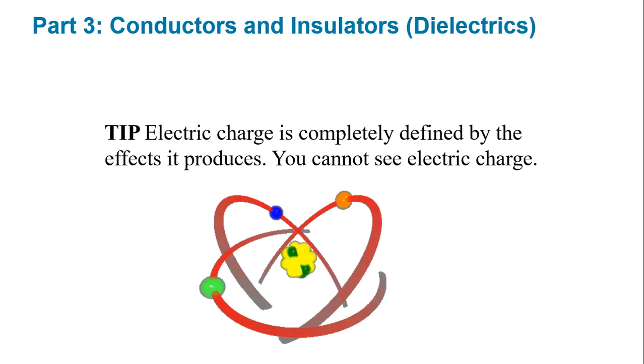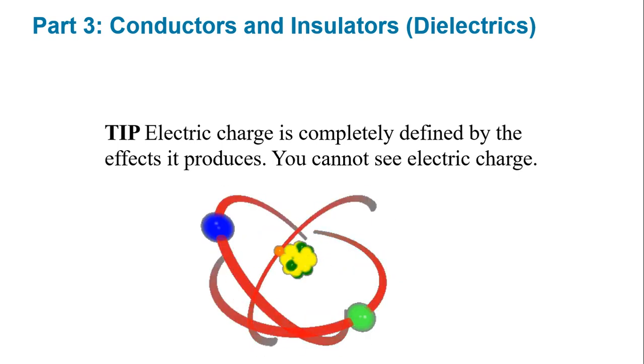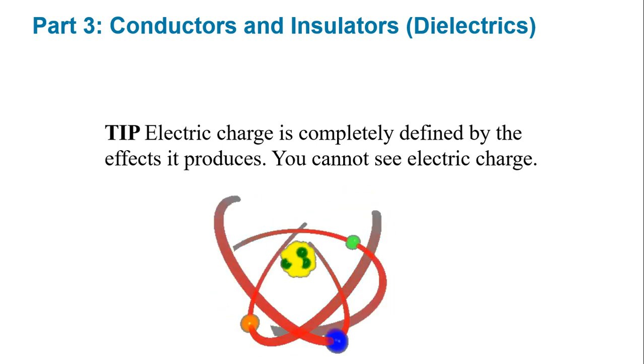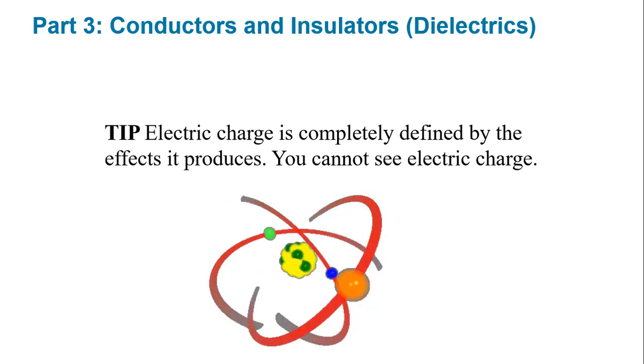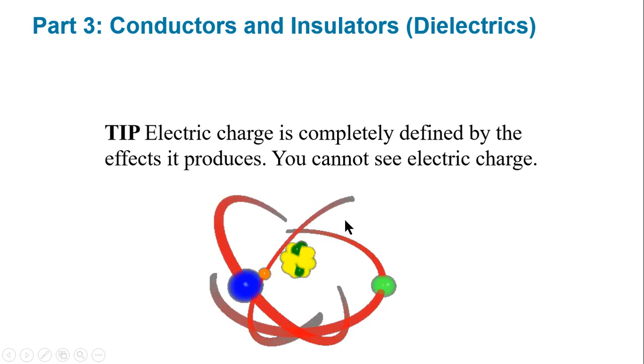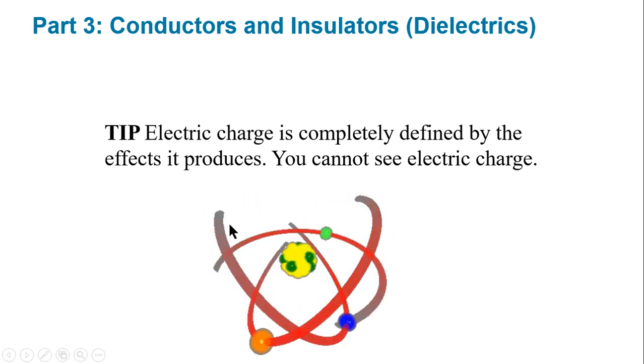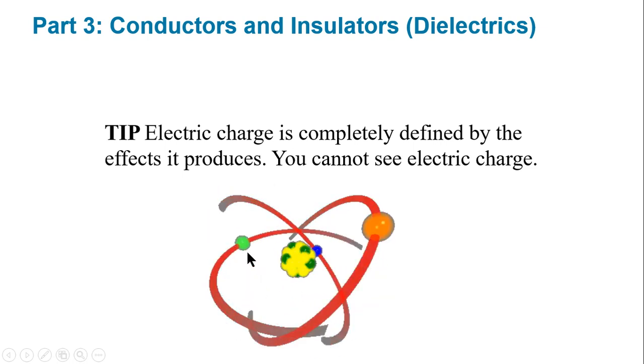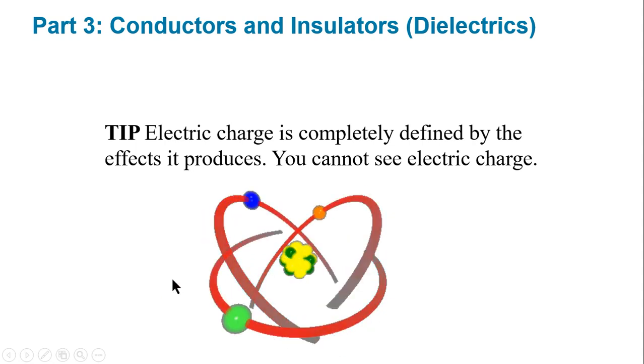Electric charge is completely defined by the effects it produces. You cannot see electric charges. And this is a cool little system. This is what we call the solar system model of the atom. But understand that no one's ever seen this before. This is just a theory or a model that fits with our observations. These move so fast, they blur, and they create what we refer to as the electron cloud, which is what people see with electron microscopes.